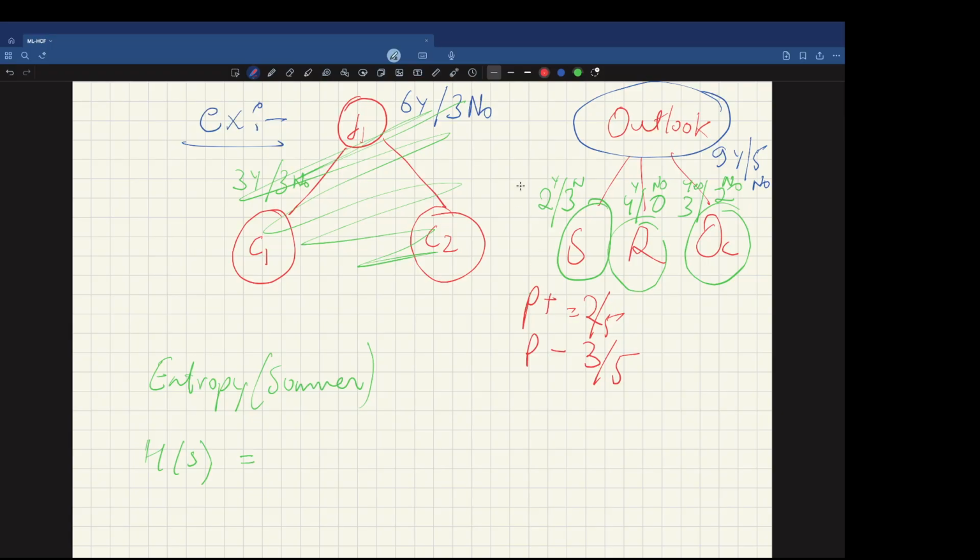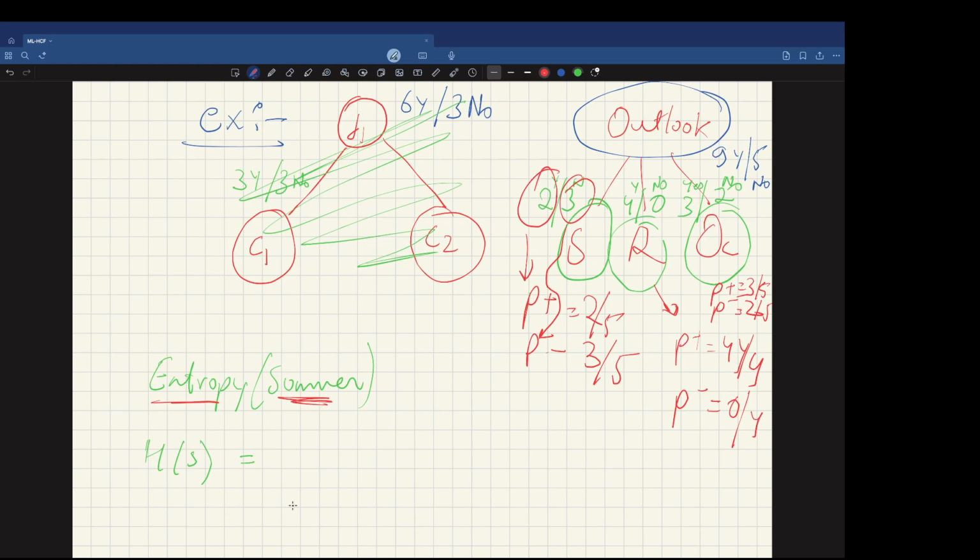What is positive? Positive means the yes one. What is the no one? P negative. Similarly for this, what is P positive? P positive is nothing but 4 by 4. P negative is 0 by 4. And for this, P positive is 3, P negative is 2, on 5. P is nothing but the probability of having yes, that is positive, that is 2 by 5. Probability of having no, that is P negative, is 3 by 5. Any doubt till here guys? Because I'll just quickly calculate the H of S for the sunny.